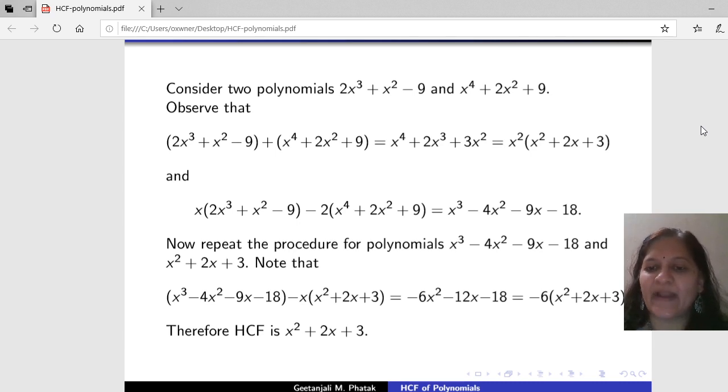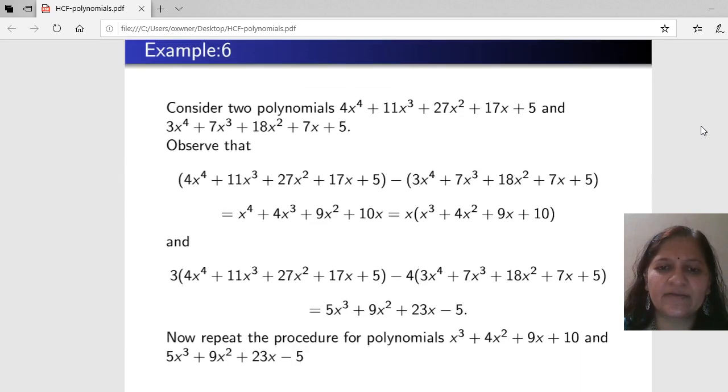minus 6 into bracket x square plus 2x plus 3. This means the polynomial x square plus 2x plus 3 divides the polynomial x cube minus 4x square minus 9x minus 18. Therefore, the HCF, that is highest common factor, is x square plus 2x plus 3 itself. So we can again and again repeat the same procedure to get the highest common factor.